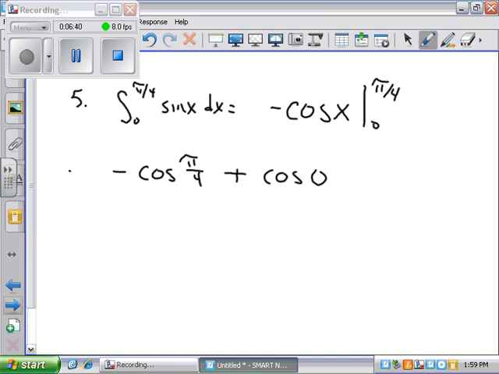Now, does anyone remember what the cosine of 45 degrees or pi over 4 is? Pi over 4 is 45 degrees, so what's its cosine? Those are the ones you have. Radical 2 over 2. So you have negative radical 2 over 2. And what about the cosine of 0? Think of your unit circle. Yep. So it is D.